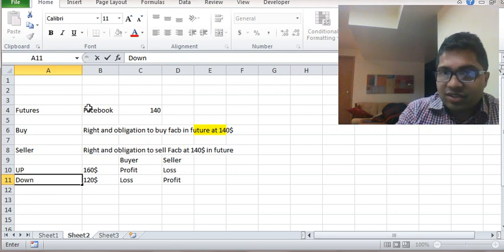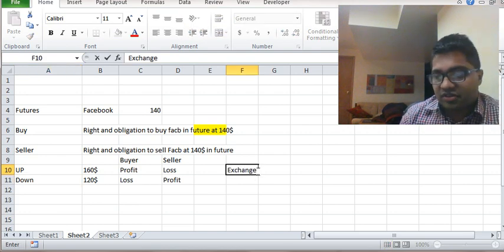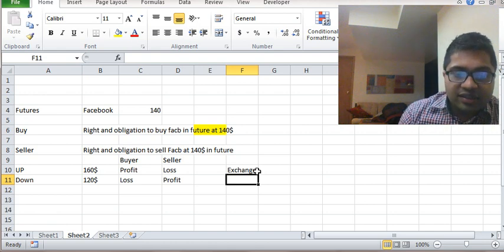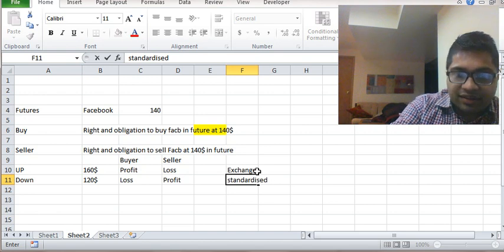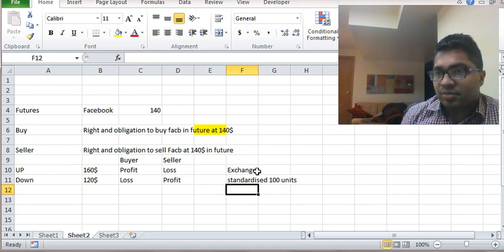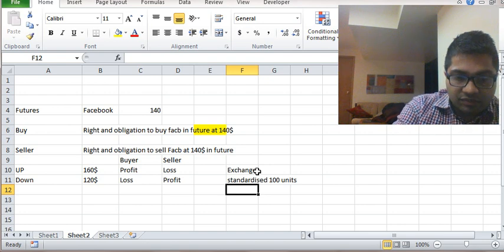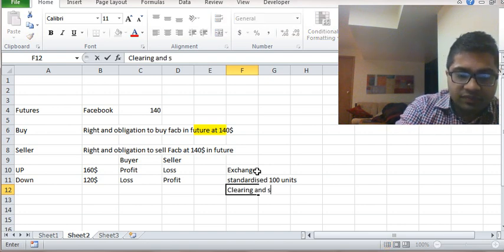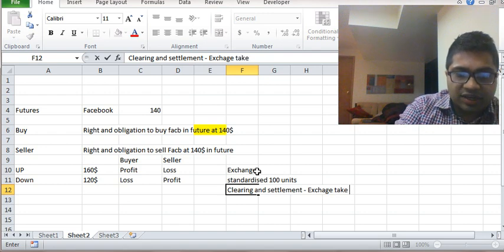The difference is that these future contracts are traded on an exchange. So that's the first difference. The second difference is that they are standardized. Generally they are traded in 100 units, so you buy and sell in multiples of 100 Facebook stocks. Next, since they are traded on an exchange, there is clearing and settlement. That is, the exchange and the clearing agents take the counterparty risk.